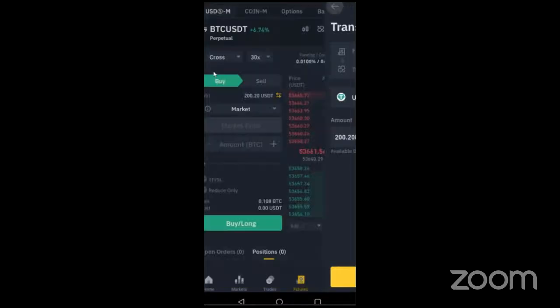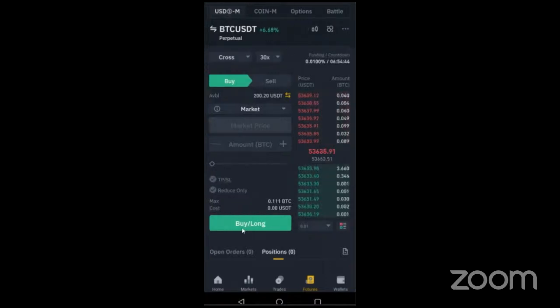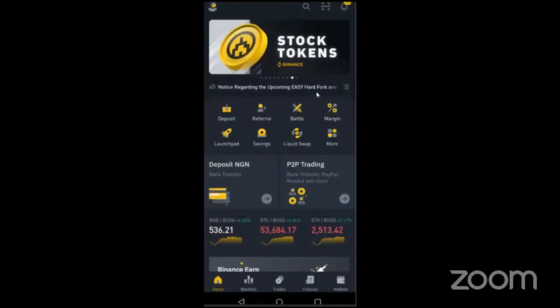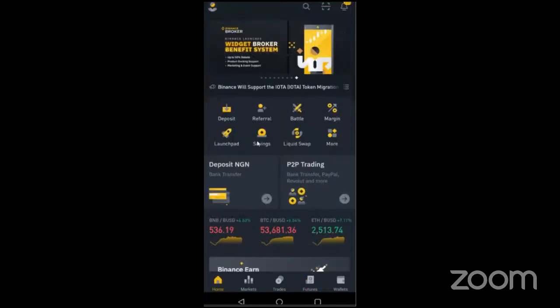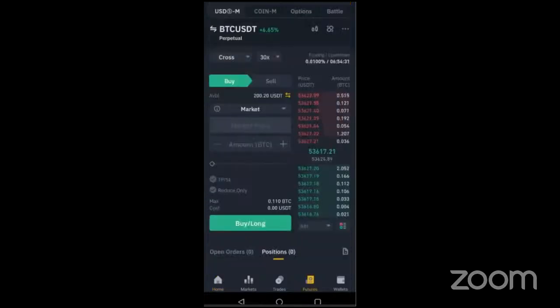And so basically that is what you have. That is how the page looks like on the mobile. You can always click on home to see the home page, and then if you want to go to the features, you click on the features. And basically that's all. So the next thing we want to talk about right now is how to perform proper trading analysis before taking your trade.